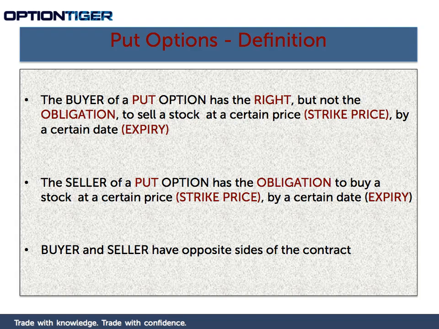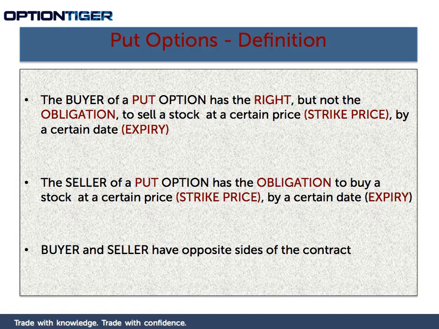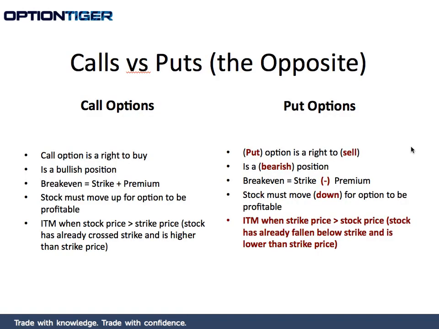So now what we're going to do is recap the differences between the call options and the put options. A call option is a right to buy. A put option is a right to sell. A call option is a bullish position. And you'll see that a put option is actually a bearish position.